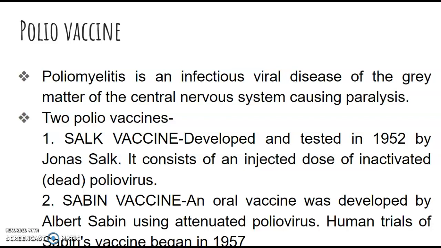Salk vaccine was developed during 1952 by Jonas Salk, and it contains a dead viral preparation, and the Salk vaccine is given as an injection. But the other one, the Sabin vaccine, is an oral vaccine, and it was developed by Albert Sabin in the year 1957. It is an attenuated vaccine and stronger than the Salk vaccine.